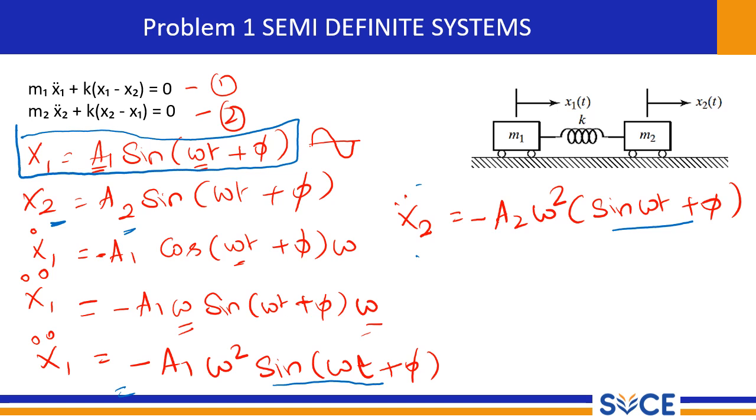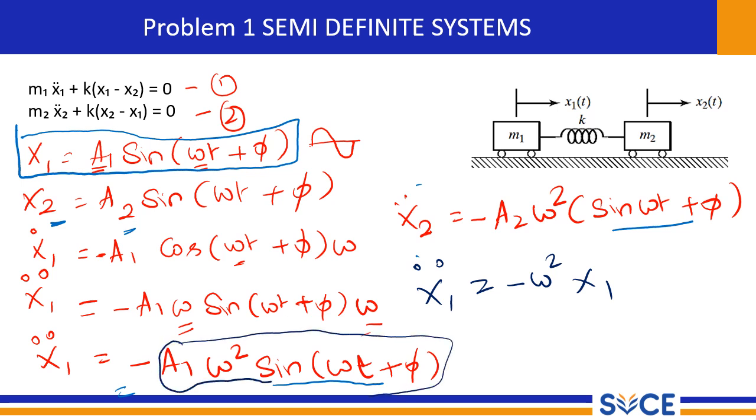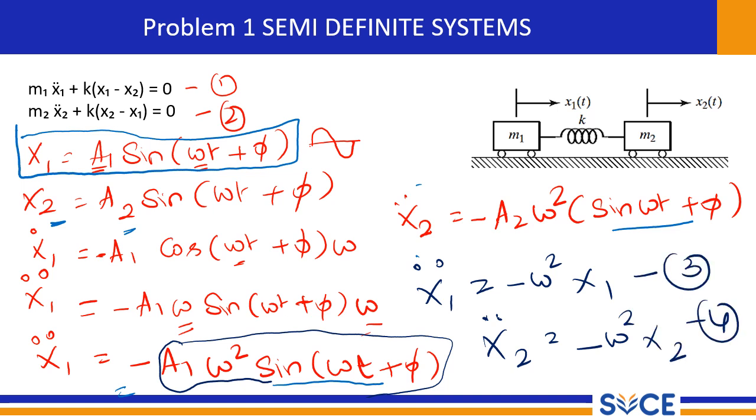So x1 double dot equals minus omega square x1. It is the easiest thing you can remember. So a1 sine (omega t plus phi) is nothing but x1, and you can directly write x2 double dot equals minus omega square x2. These will be equations number 3 and 4. In the next slide, we will substitute x1 and x2 in equations 1 and 2, and then we can proceed to solve it.